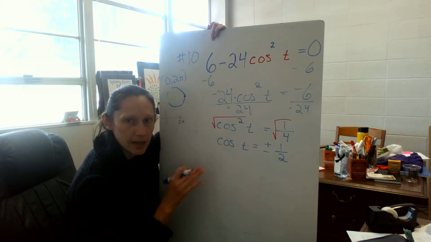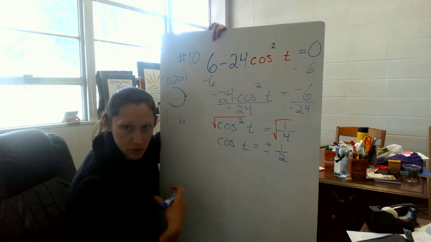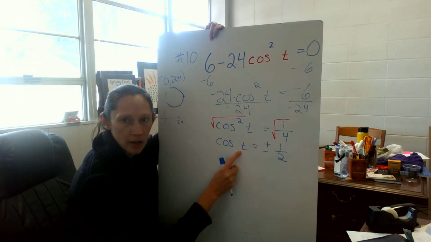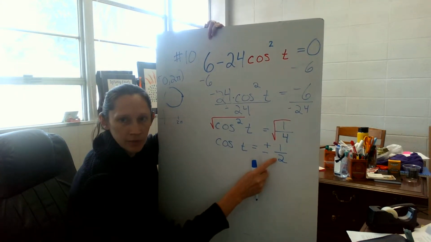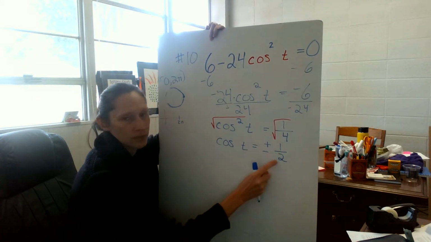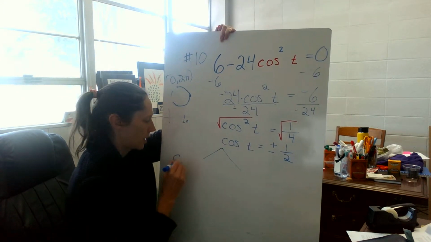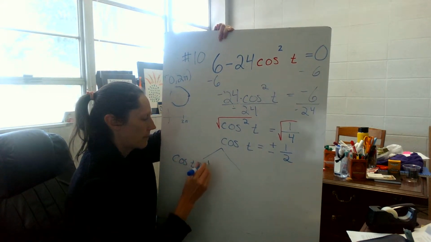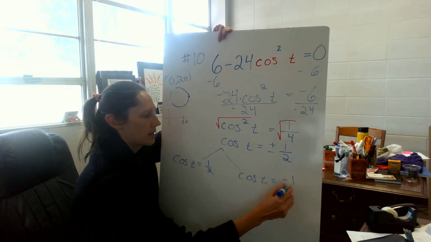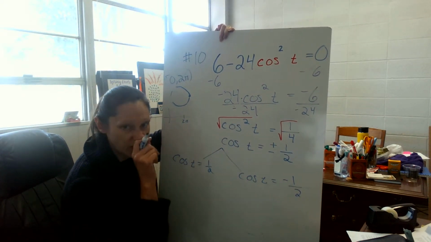Now I've got to use my knowledge of unit circle, maybe some SOHCAHTOA, those special triangles, and determine when is the cosine of an angle positive 1/2, or when is the cosine of an angle negative 1/2. Okay, so I'm going to break this into two separate problems right now. When is the cosine positive 1/2? When is the cosine negative 1/2? They're going to be very similar, but they're going to lead to different answers. So let's attack this two different ways.